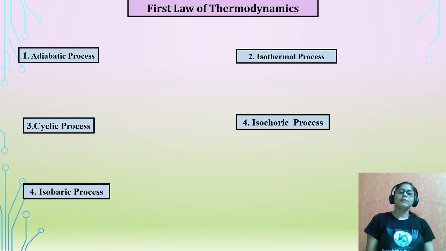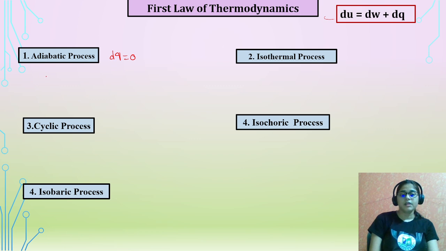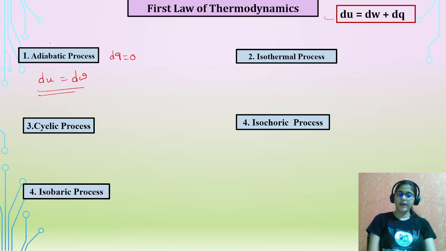Now, for the first law of thermodynamics, we know that dU equals dw plus dq. Let's say for an adiabatic process, you remember, right? For adiabatic, what is constant? Heat: dq equals 0. So how will this first law formula change? If we put in the value, dU will be dw. So for an adiabatic process, dU will be equal to dw.